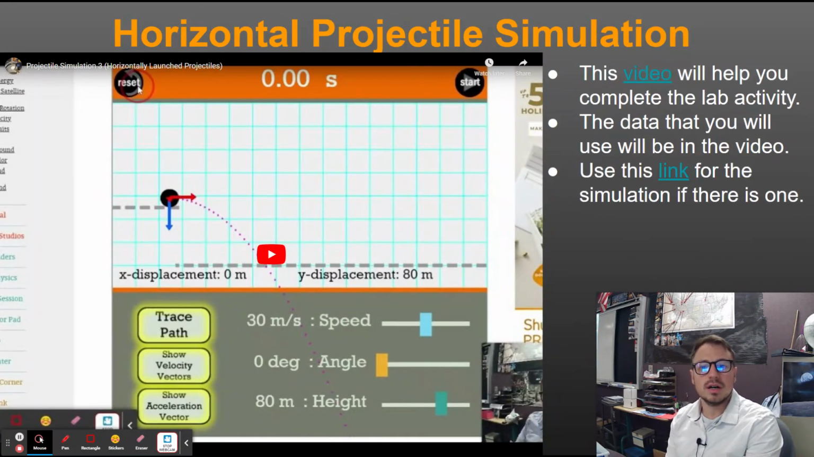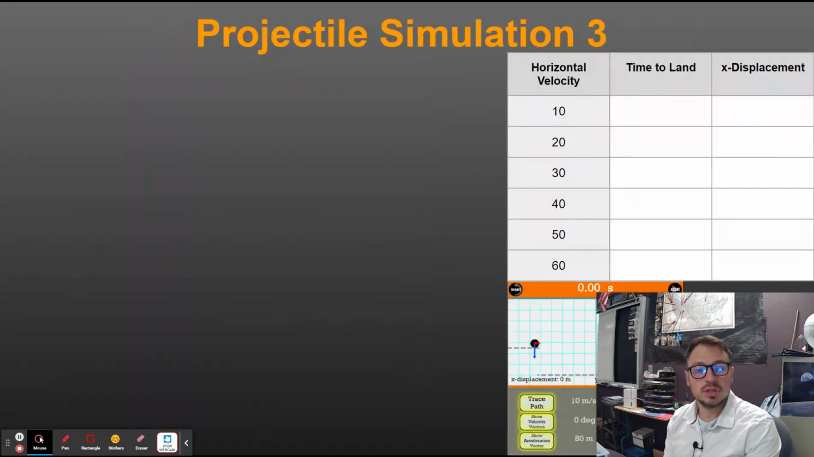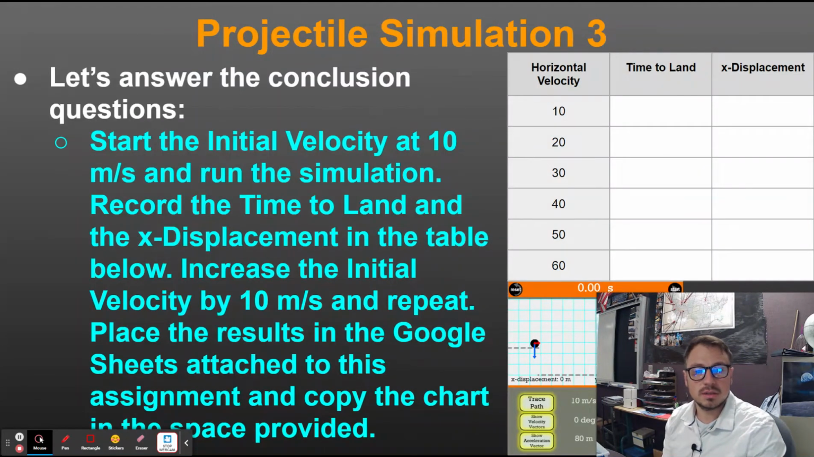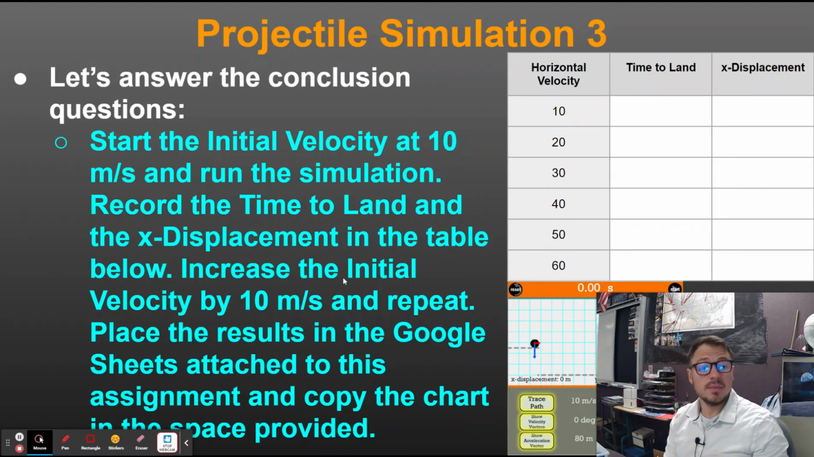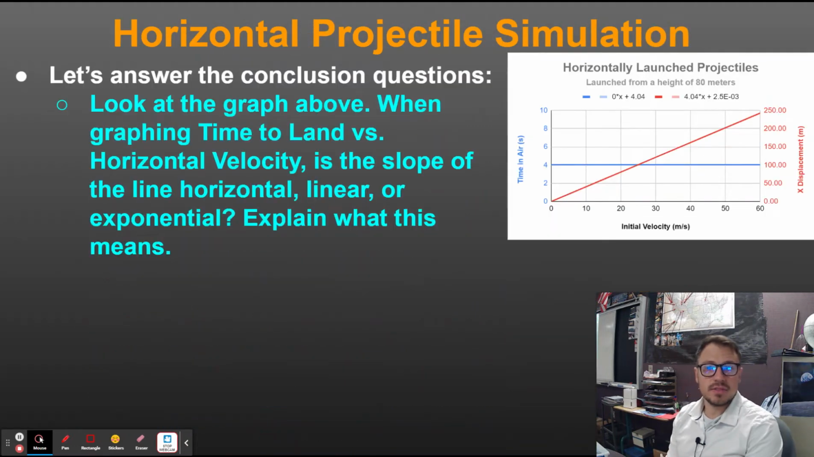In order to understand this even further, we looked at a simulation launching projectiles horizontally. We set this simulation to launch from 80 meters up, and we set it to launch horizontally at 10 meters per second. Then we increased the velocity by 10 meters per second. Then we recorded the time that the object was in the air and the x displacement, or how far that object went.